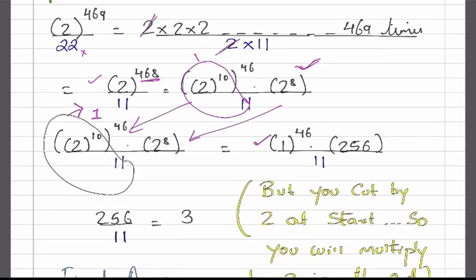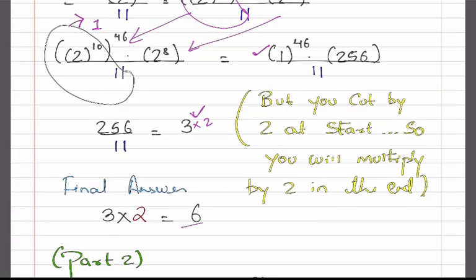So I'll get the remainder as 3. So is this my final answer? No. Do you remember that property when we cut the remainder? If you cut, the remainder changes. Then what do you need to do in the end? Multiply by the number which we have cut at the start. I had cut by 2, so I'll multiply 3 by 2. So my final answer for this will be 6.